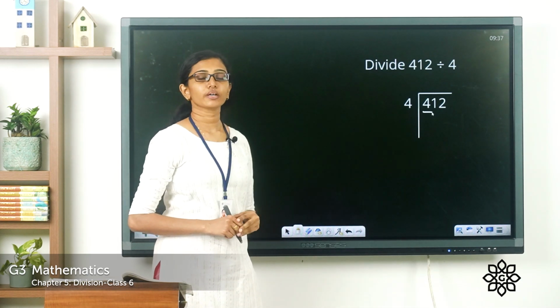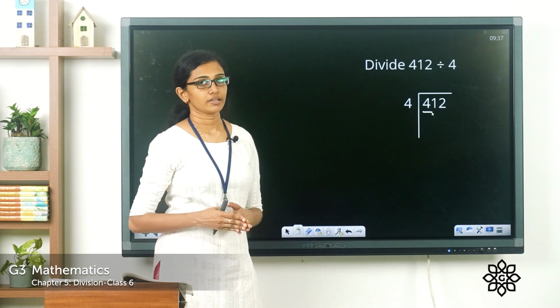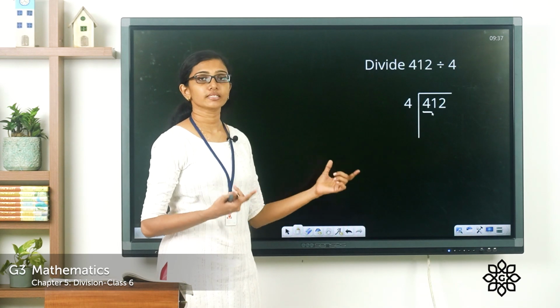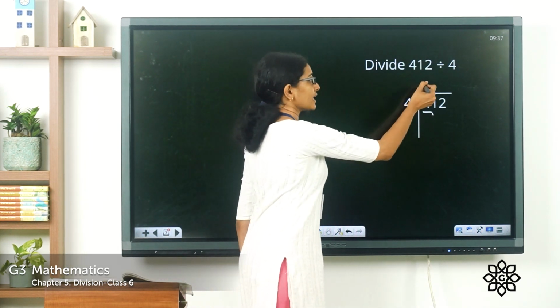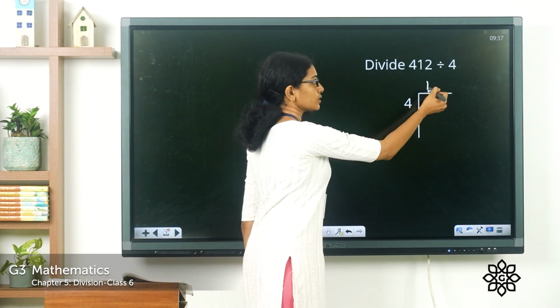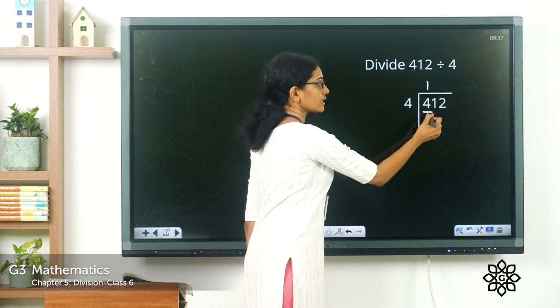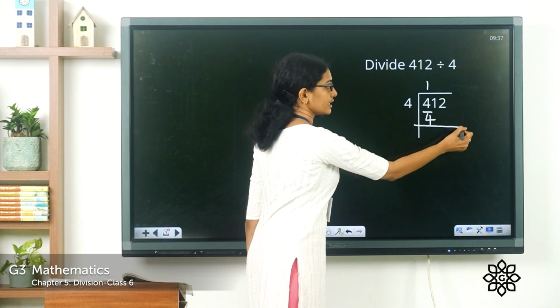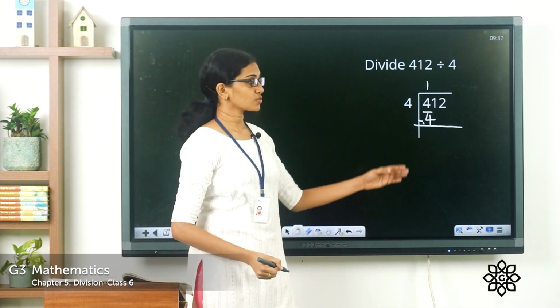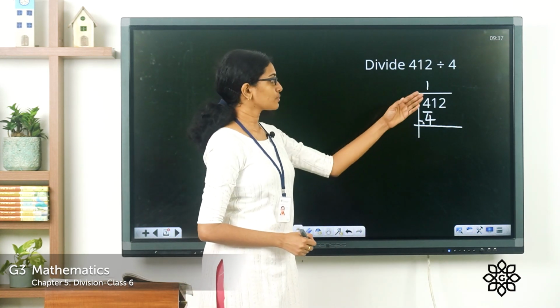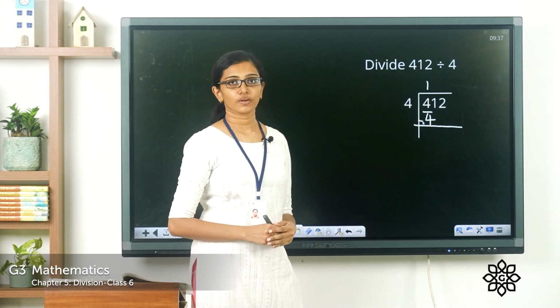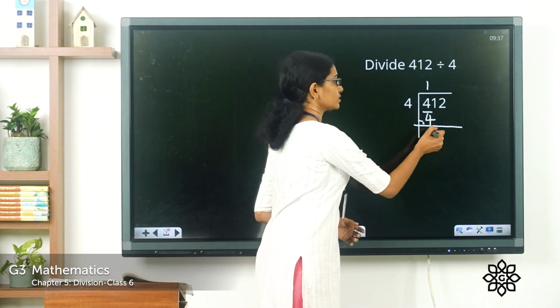4 divided by 4 is equal to 1, right? Because 4 ones are 4. So let's write that 1 over here. Now 4 into 1 or 1 into 4 is equal to 4, that we write here. Then the next step is to subtract the numbers. So let's subtract 4 minus 4, and that is equal to 0.